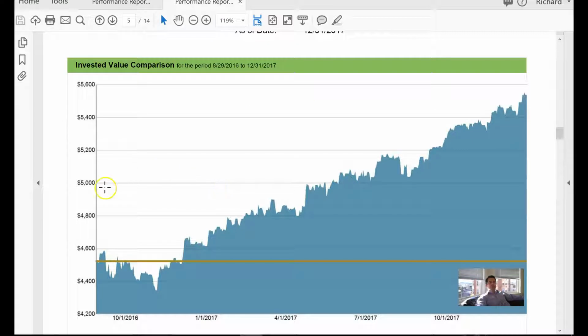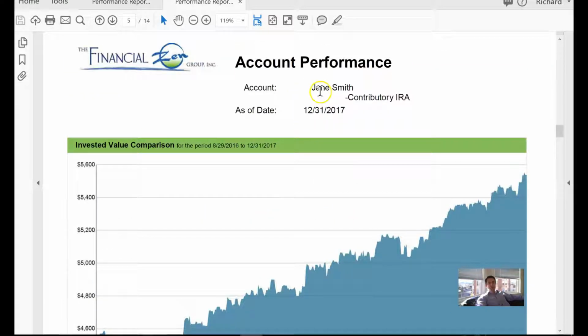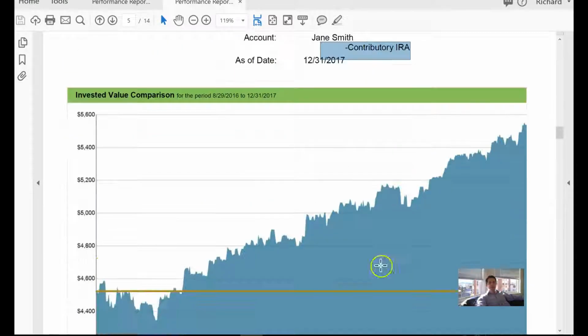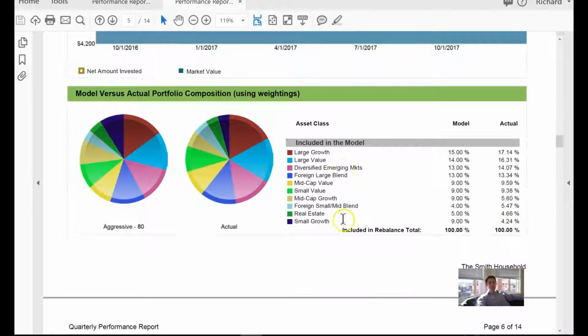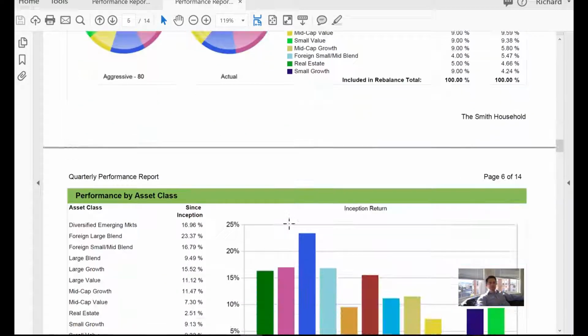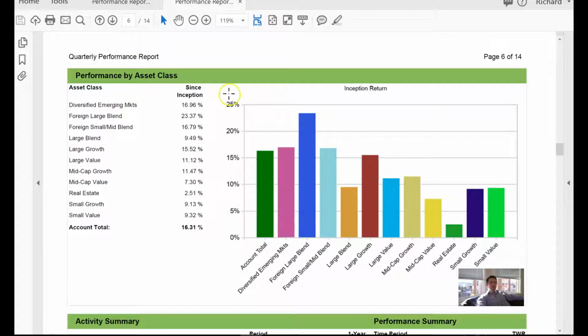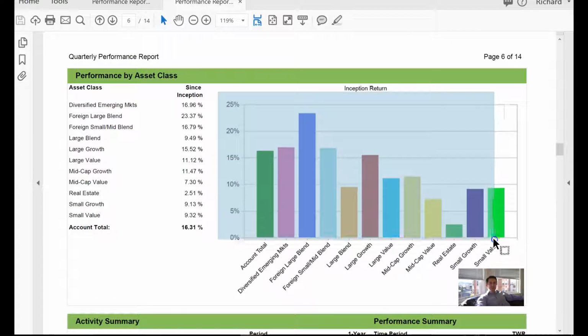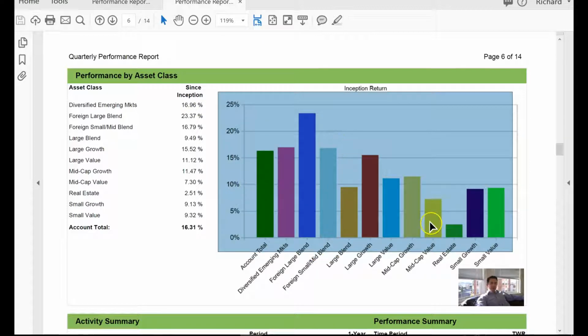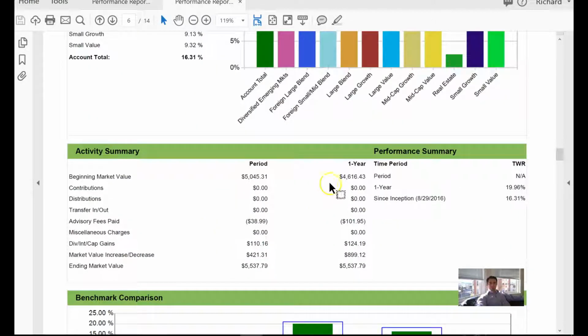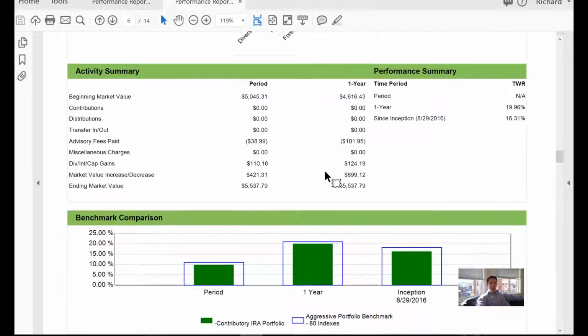And then lastly, we get into an account by account basis. So up top, that was the household level. Now we break it down. This is just Jane's contributory IRA, right? So same information that we saw up top. A little additional information: here's a breakdown of each asset class, each investment that we have within the portfolio, and what that did. And the intention here is to show you that each one does something different every year, right? Then we get into the activity summary, and then lastly, we get into the benchmark comparison.